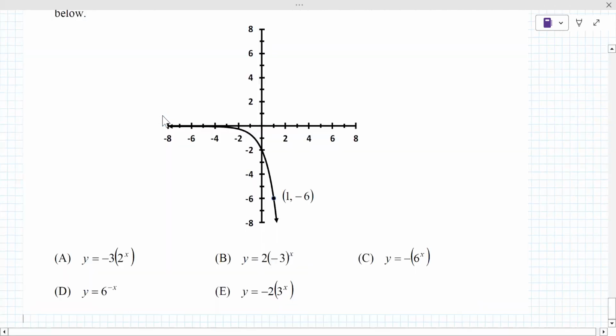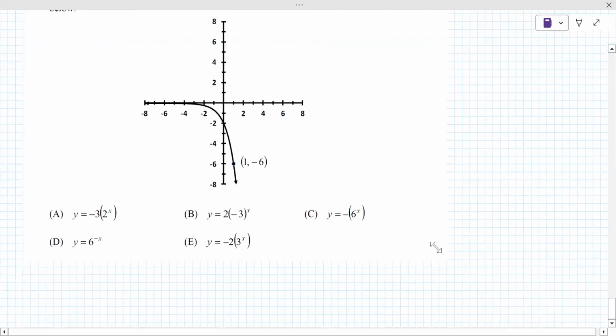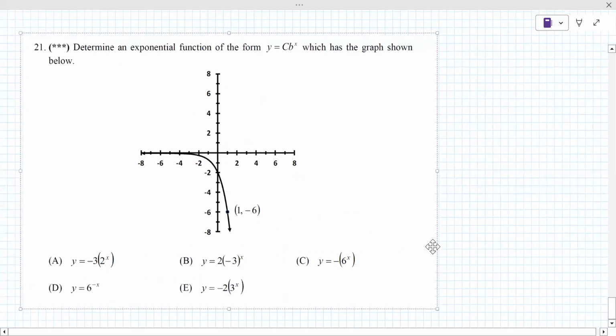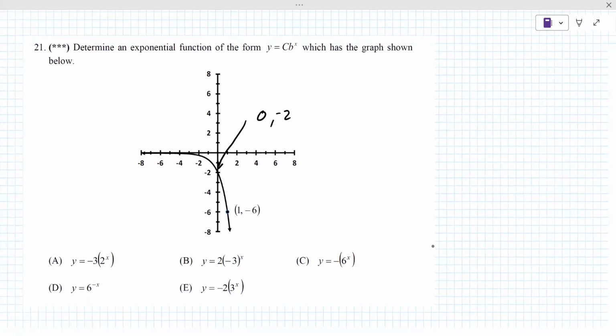Okay, let's see the form here. They're giving you the form. Just resize this a little. All right, c times b to the x. You always put in the points that you're given. You actually probably want to start with this one here, 0, -2. That would be better. So that's -2 equals c times b to the power of 0. Anything to the power of 0 is 1. So c equals -2.